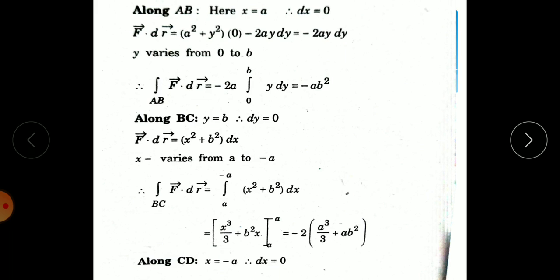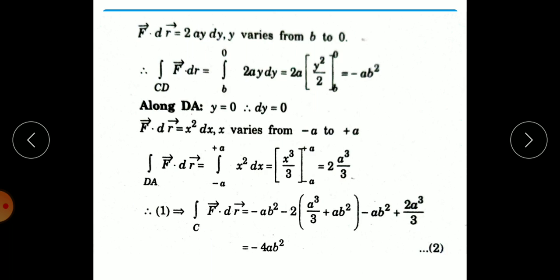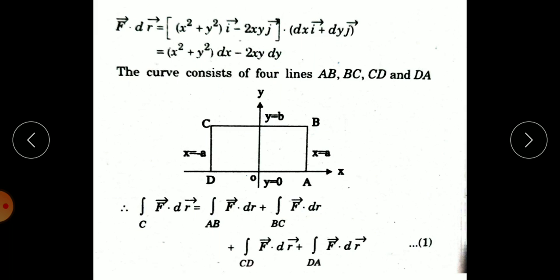See here, along CD, y varies from b to 0. Along DA, dy equals 0, and x varies from minus a to a, and we get the answer minus 4ab squared. Now we have to substitute all the values in the first equation.